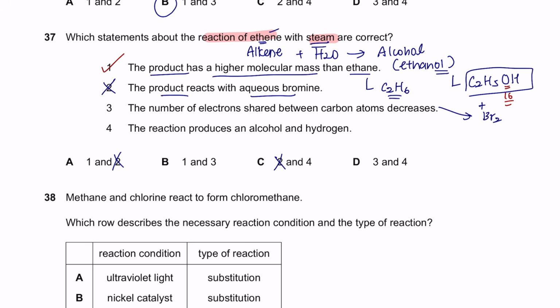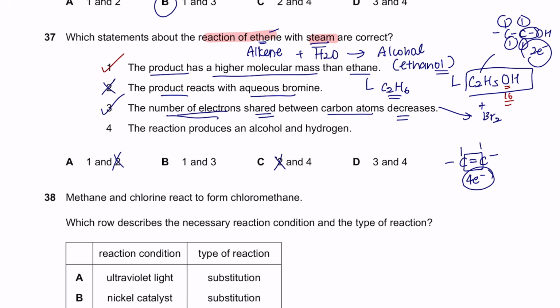Next, the number of electrons shared between carbon atoms decreases. So initially, ethene had a double bond, meaning that there are 4 electrons shared. When it becomes the product, which is an alcohol, everything is single bond, meaning only 2 electrons are being shared. So yes, the number of electrons being shared has now decreased from 4 to 2. The reaction produces an alcohol and hydrogen is wrong. It only produces alcohol, no hydrogen. So the answer is B.